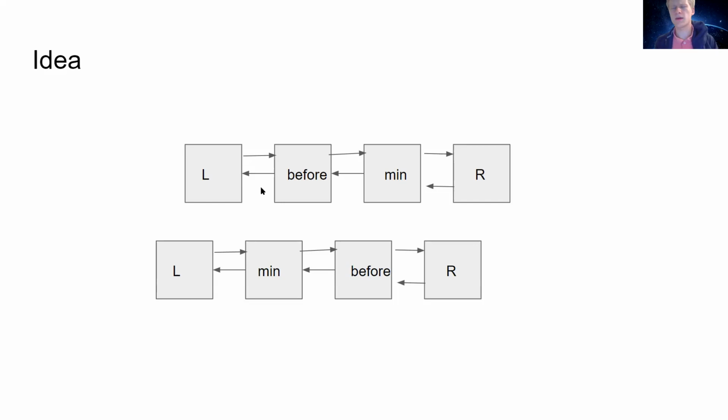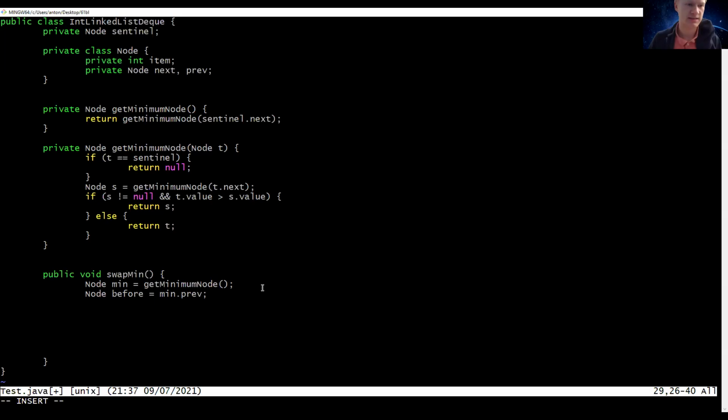So maybe let's reassign min.prev first, because we can get rid of all the pointers of before and min since we've got our own local pointers. Let's say min.prev is equal to before.prev. Likewise, we can get a pointer to R right now, using similar logic. We say before.next is equal to min.next. Bob's your uncle, you've got R and L together.